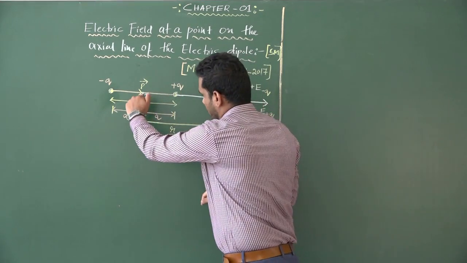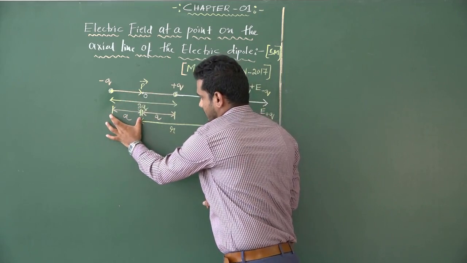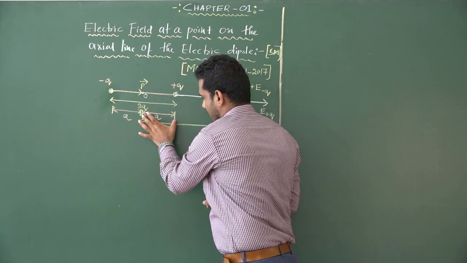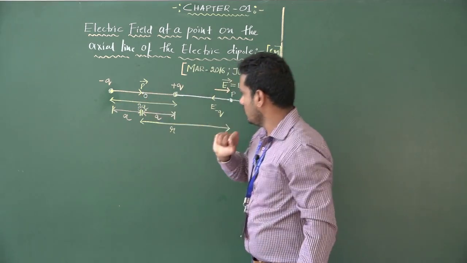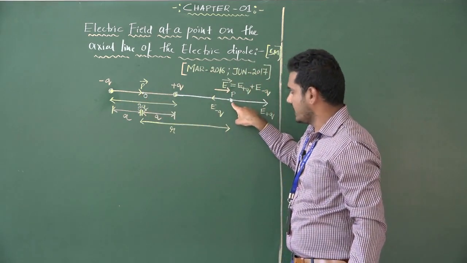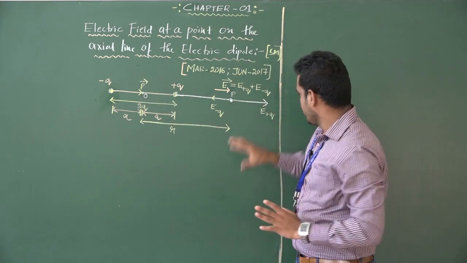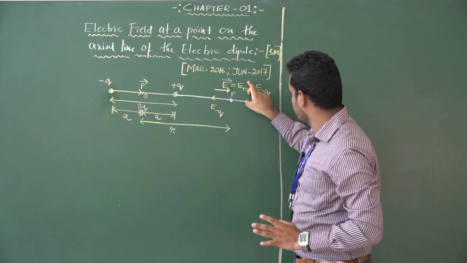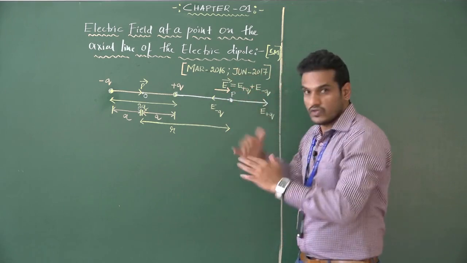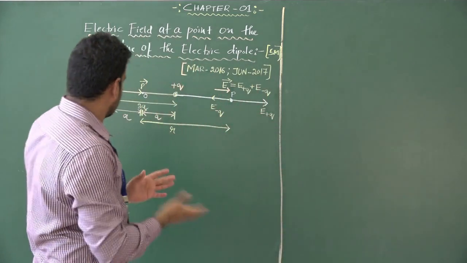This is the midpoint of the dipole, and this 2a can be written as: from here to here it is a, from here to here it is a. The distance between the midpoint of the dipole and the point I marked on the axial line is taken as r. About E plus q, E minus q, and E equal to E plus q plus E minus q, you will get to know during the explanation. So let us start with the explanation.